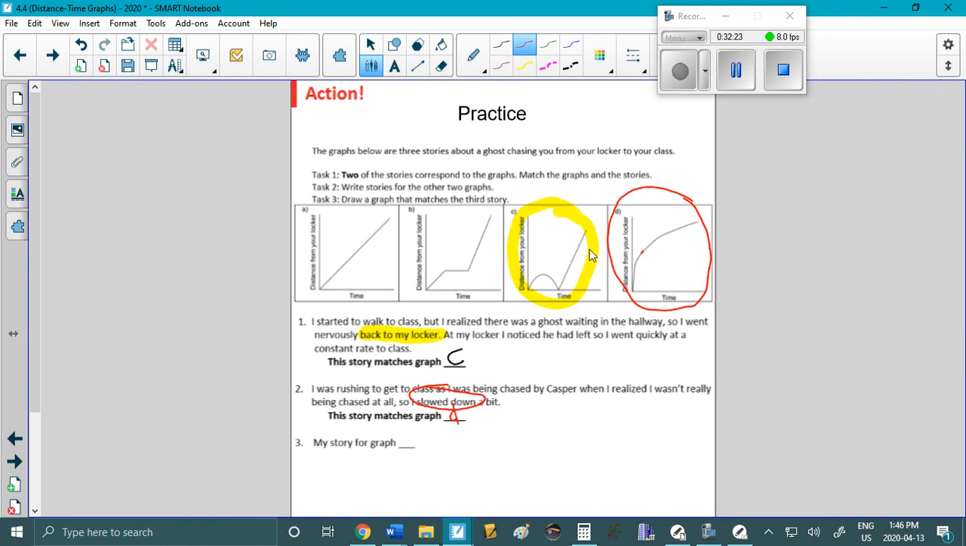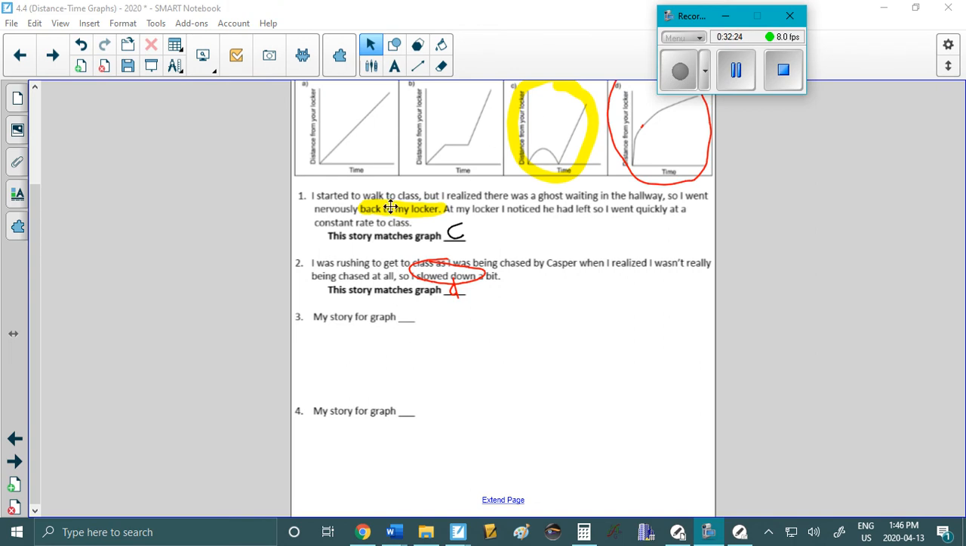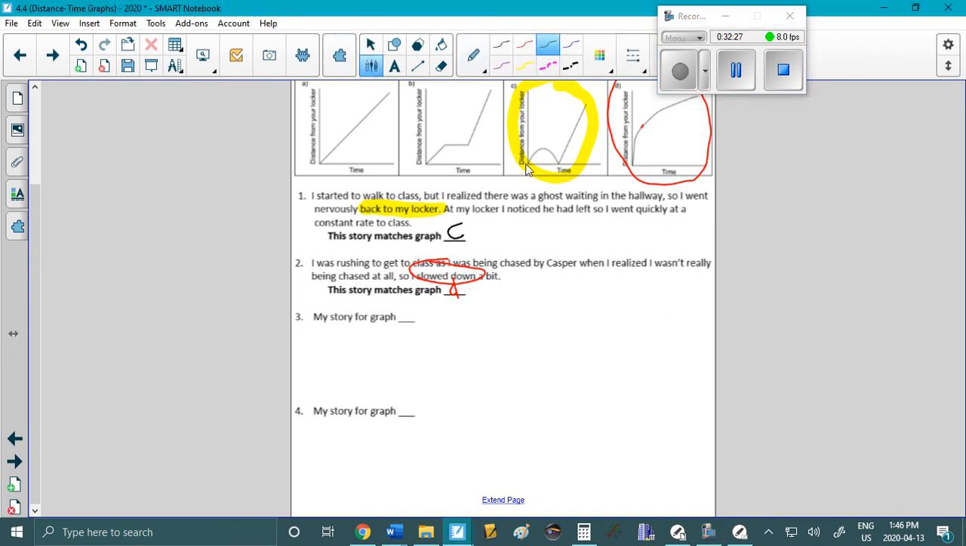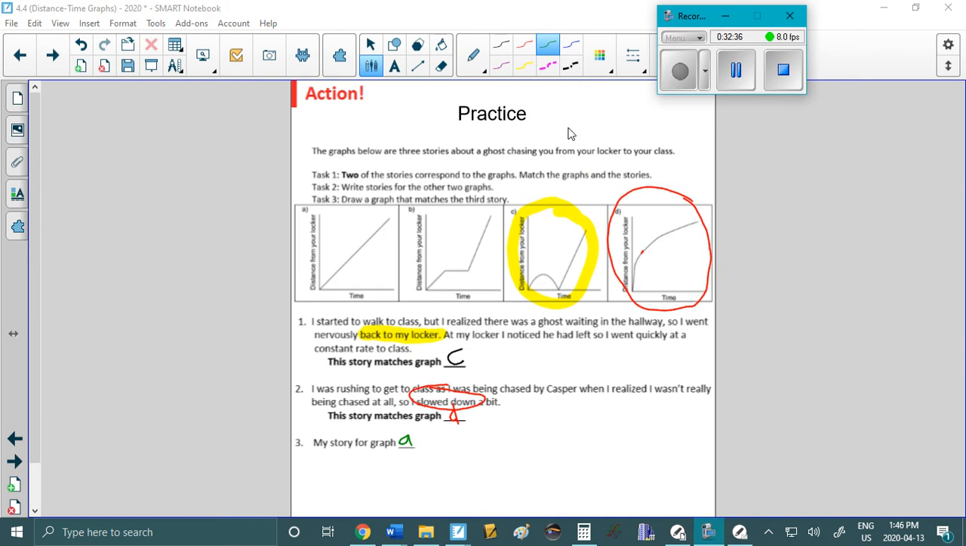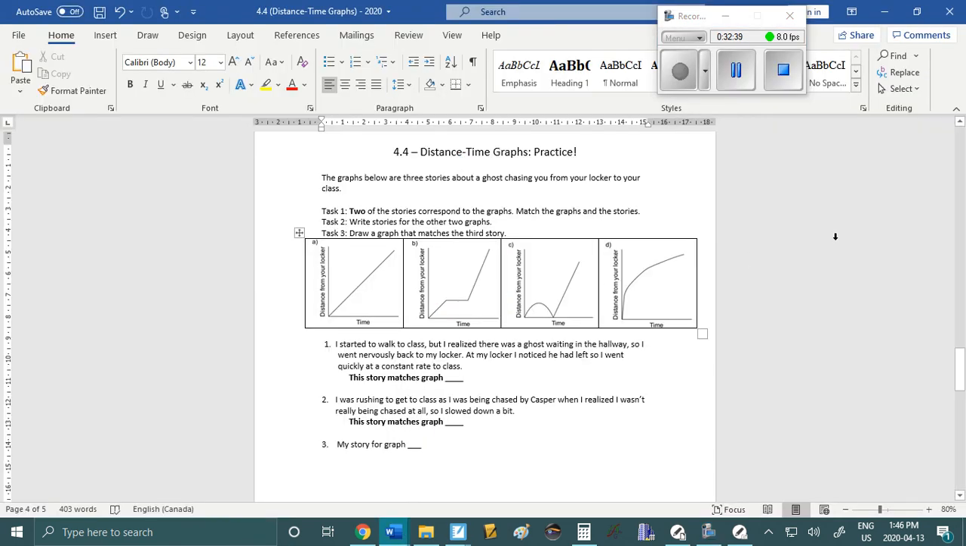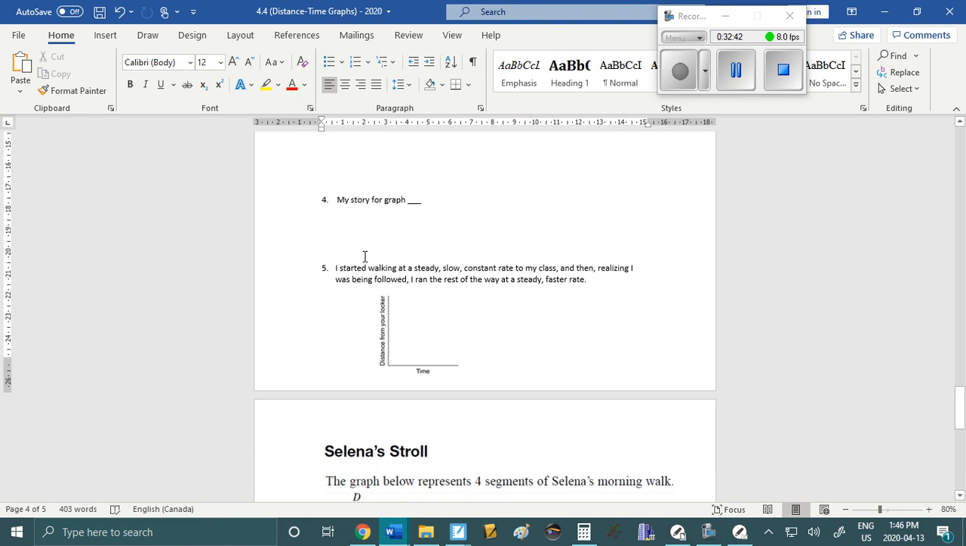Okay, so what I would like you to do is to fill in the rest of this table here. We did graph C and D, so come up with a little story for graph A, and a little story for graph B. And then after you've done that, for number 5, I give you a little story. I started walking at a steady, slow, constant rate to my class. And then, realizing I was being followed, I ran the rest of the way at a constant, faster rate. So that's a really easy graph. It just checks your understanding. Again, the answers will be posted at 3 o'clock today.